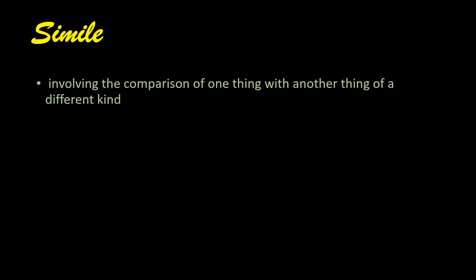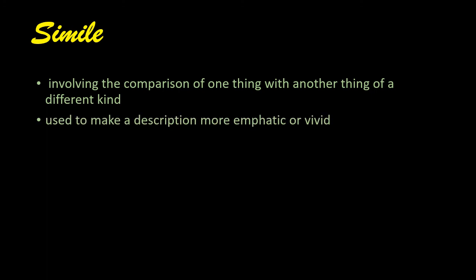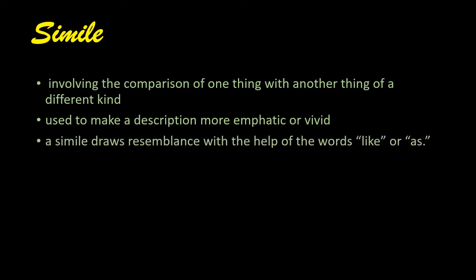The next figure of speech, simile. Simile and metaphor are comparisons only, but there is a difference between them. This also has a comparison of one thing with another thing of a different kind. That means two dissimilar things are compared. It is used to describe more emphatically or vividly. Emphatic means more clearly. It draws resemblance with the help of words like or as, or it is a direct comparison.